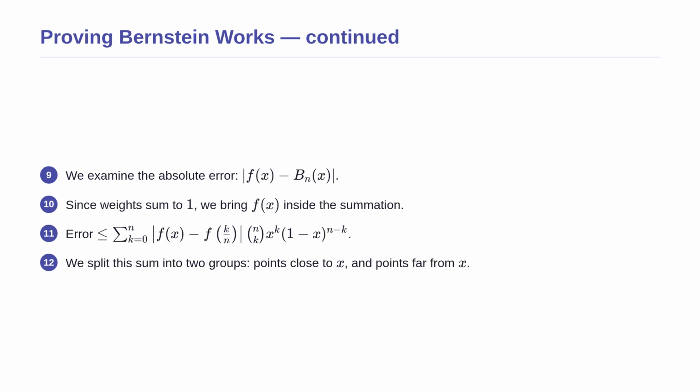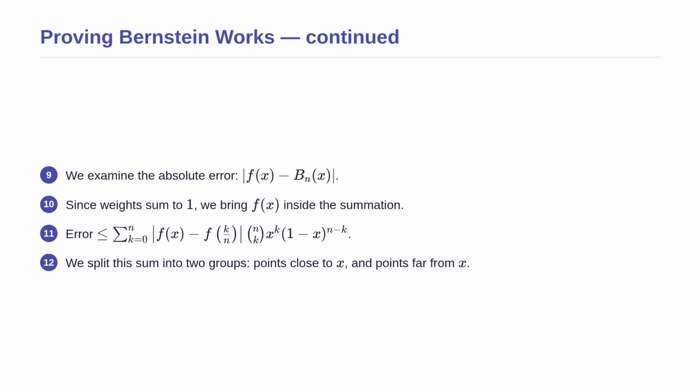Now we look at the actual error between our target function and our polynomial approximation. We want to prove this error is smaller than our chosen tolerance epsilon. Because we already proved that the weights add up to exactly 1, we can mathematically bring f of x inside the summation. Taking the absolute value gives us the total worst-case error.